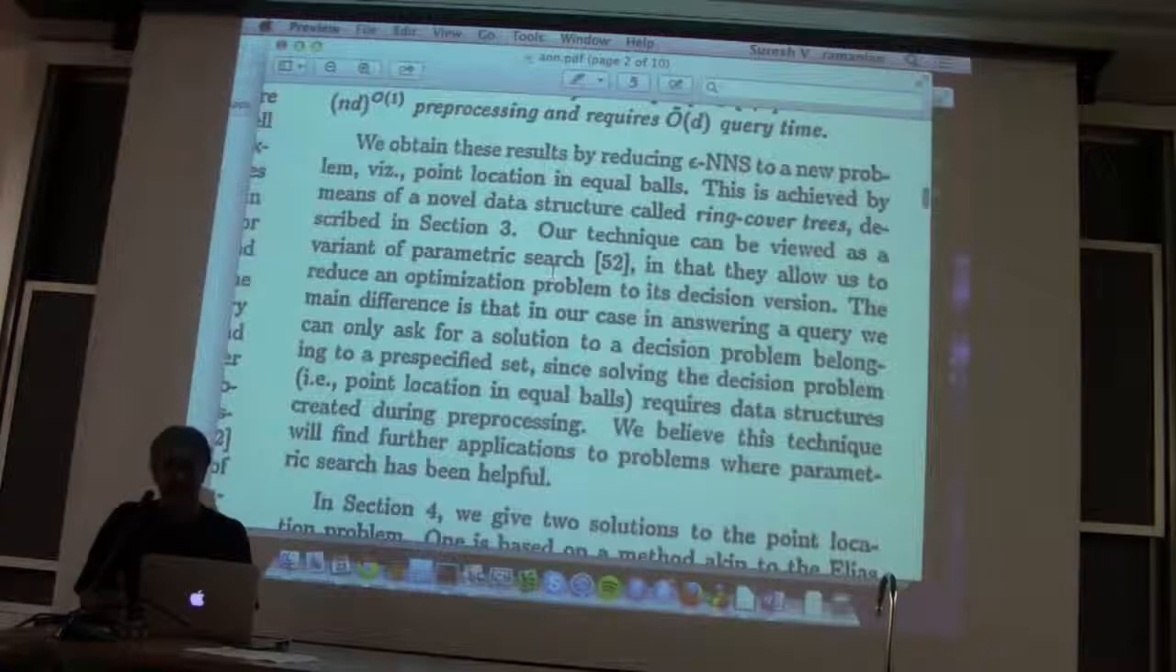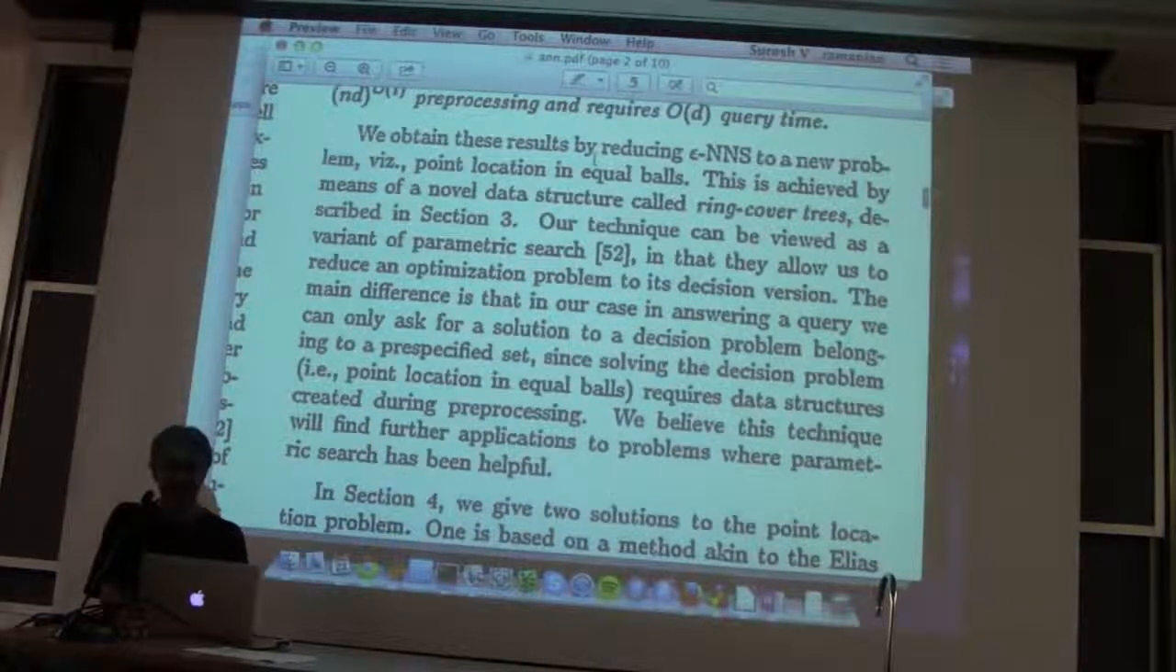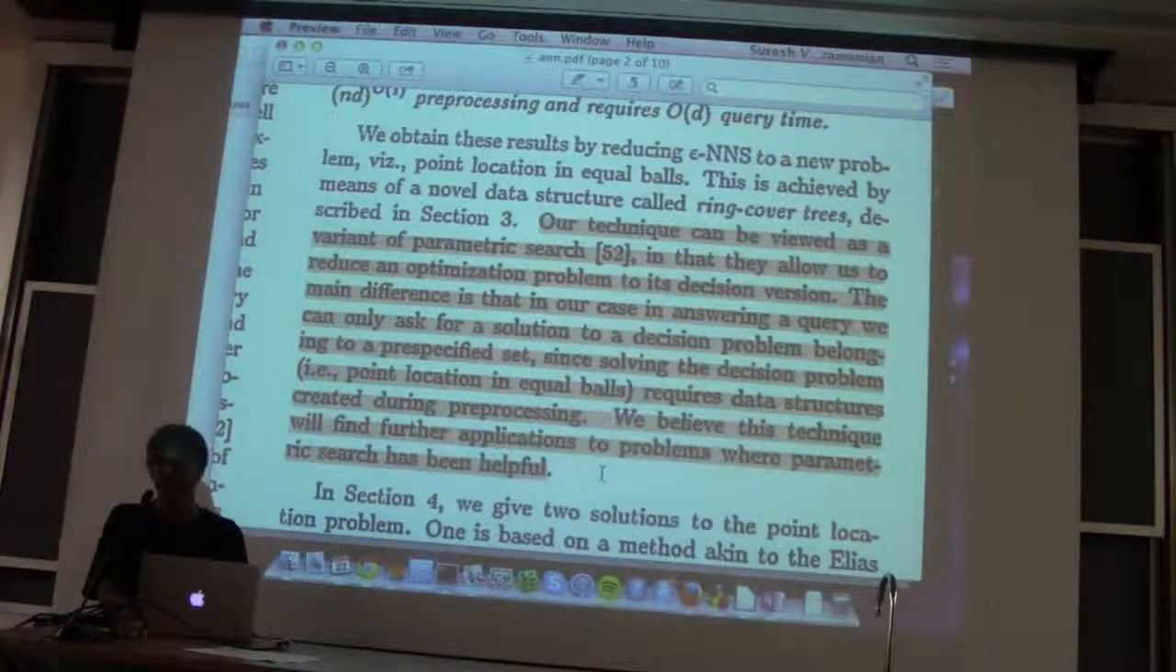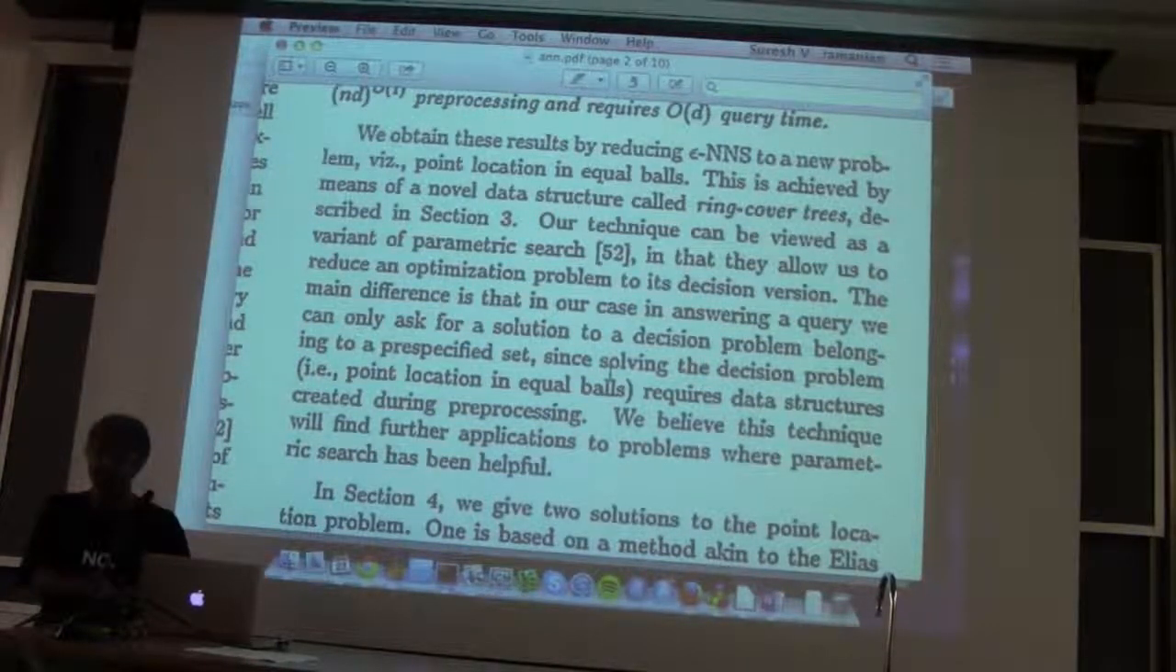They finally explain now how they get results. We obtain the results by reducing ENNS to a new problem, point location in equal balls. This is achieved by a novel data structure called ring cover tree. Okay, this is something that's going to be important. This technique can be viewed as a variant of, and so on. So again, if you do fabric search, this whole paragraph would be useful. If you don't, you could care less. Why do they write it? Well, because there are lots of people in the audience who know fabric search. They want to put it in context for them. It's not for you.